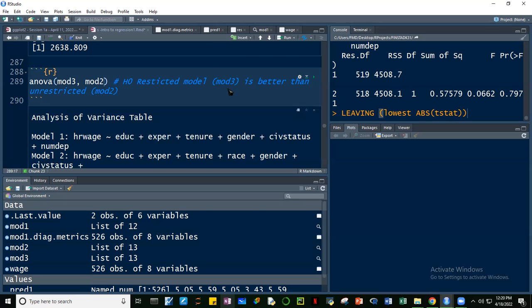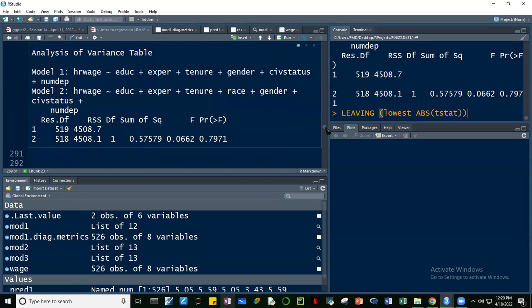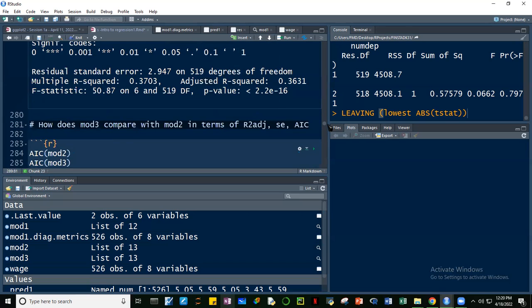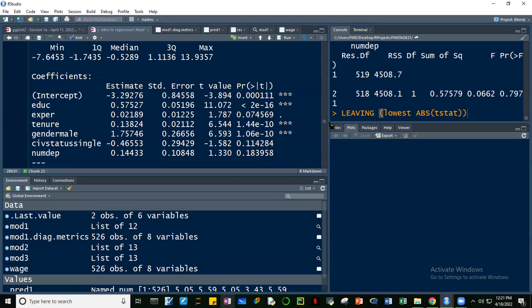Okay? Ibig sabihin, there's reason to believe that the restricted model, the one with 6 independent variables, performs better relative to the unrestricted model, the one with 7 independent variables. Okay? Pause muna ako, guys. Clear ba yun? Clear? Paki-chat naman please kung yes or no. Okay, good. Thank you. Thank you.